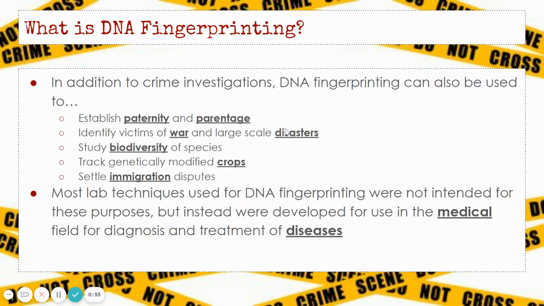In addition to crime investigations, DNA fingerprinting can also be used to establish paternity and parentage. So if there's a question about whether that's actually the father of a child, we can use DNA fingerprinting to solve those types of things. It's also used to identify victims of war and large-scale disasters. For example, it was used in 9/11 to identify victims in the towers. It's also used to study the biodiversity of species. It helps us determine how related different species are, helps us to track genetically modified crops, and to settle immigration disputes.